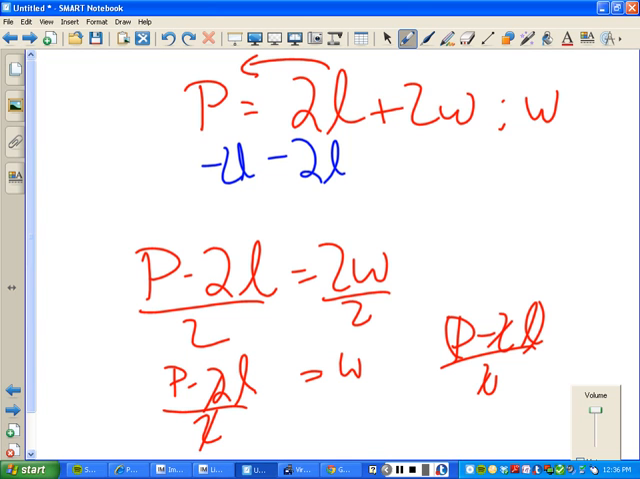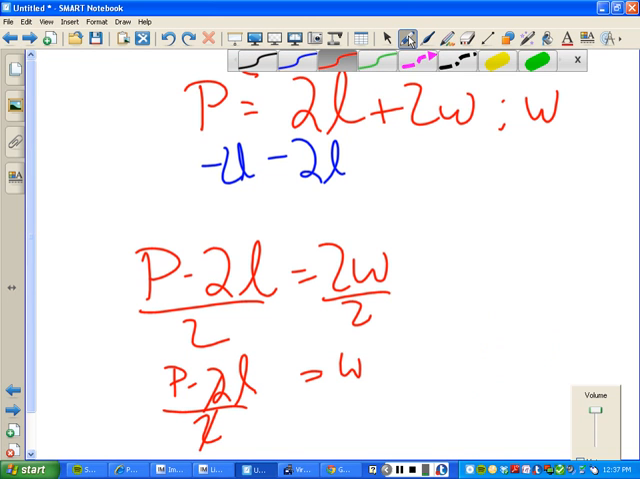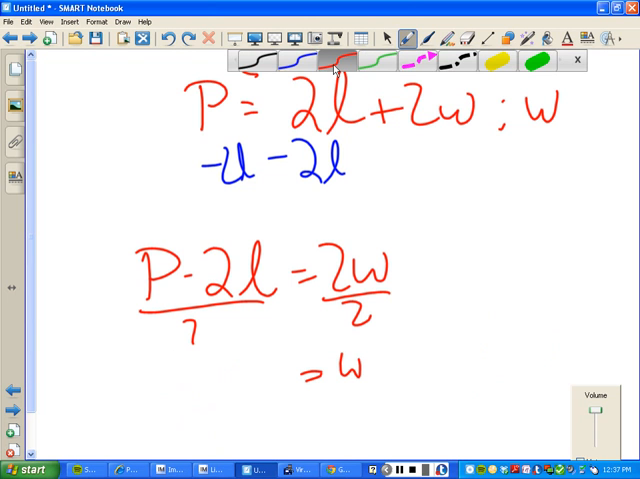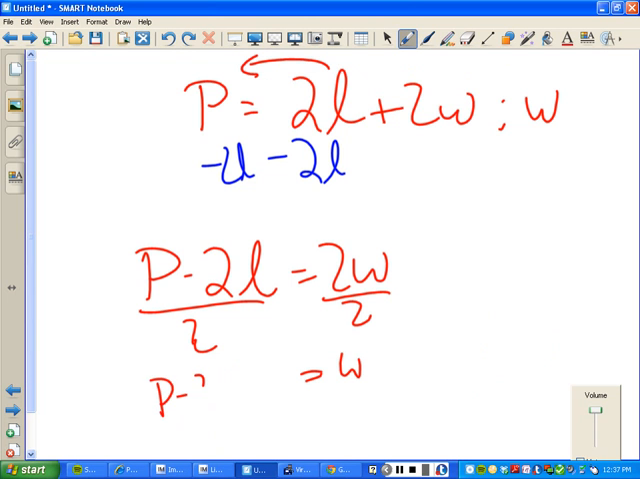If you cannot factor, you cannot reduce. So since the 2 does not factor out, you cannot reduce that. Okay? So the final answer is simply B minus 2L over 2. And you stop.